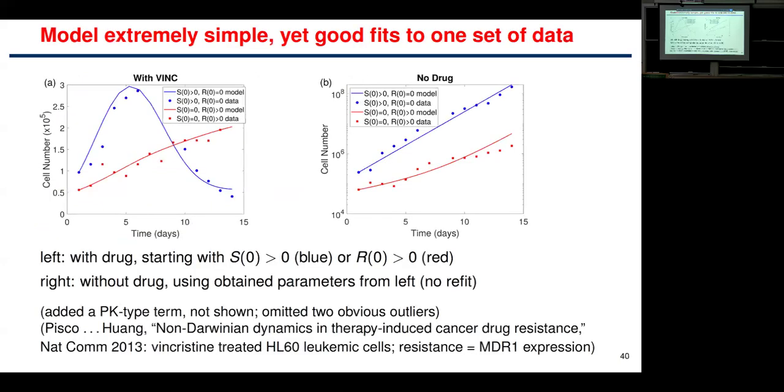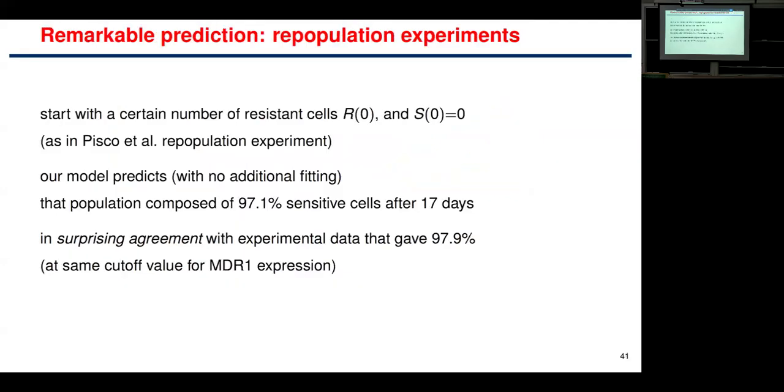All right, so some quick data fits to the data that we had in the paper that I showed you before, the Pisco paper from Sui Huang's group. We actually have some pretty good data, and just from this data, looking at the model and the parameters that we got, we were able to predict some of the repopulation experiments. So that sort of says, from just this data, I can find what is the population of resistant cells, what is the population of sensitive cells.